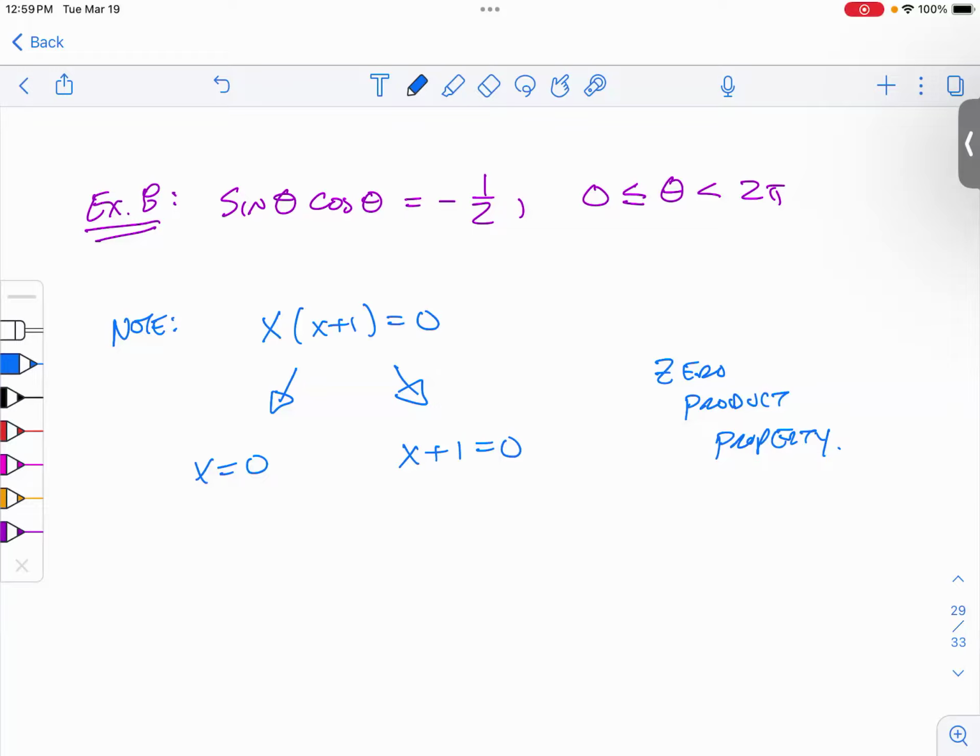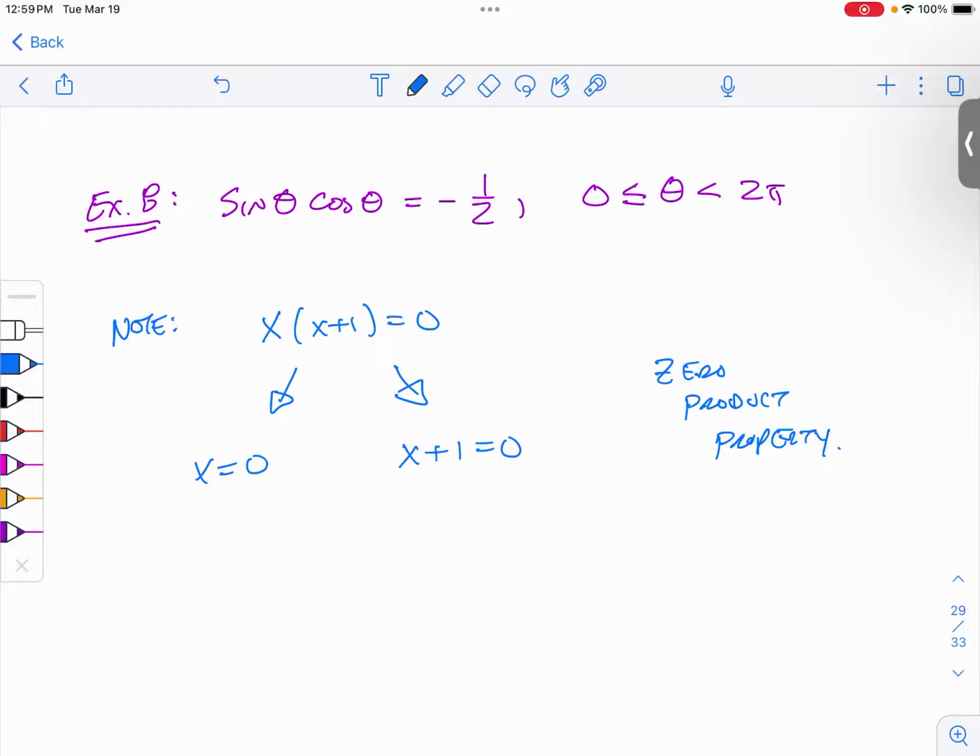I bring that up because of the problem we're about to look at: sine theta times cosine theta equals -1/2. I see people wanting to use the zero product property when the value is other than 0. No, it doesn't work like that. It only works with 0 because 0 is special: 0 divided by anything is still 0. So back to our example, in order to solve this, we have to think of another way.